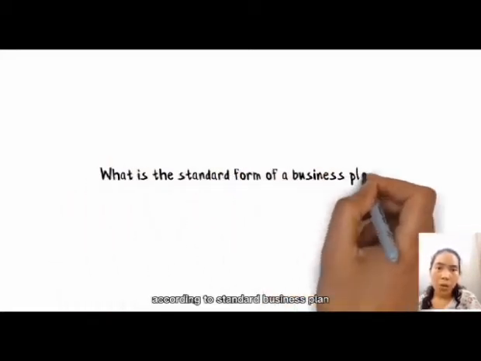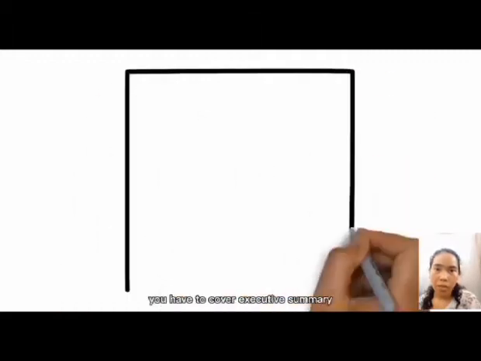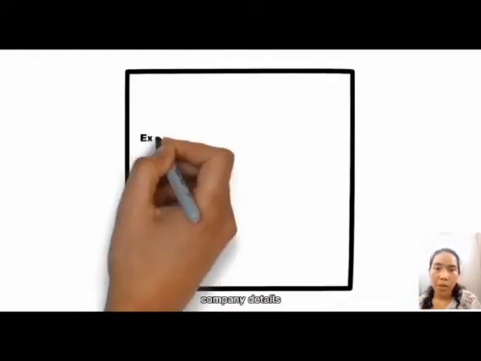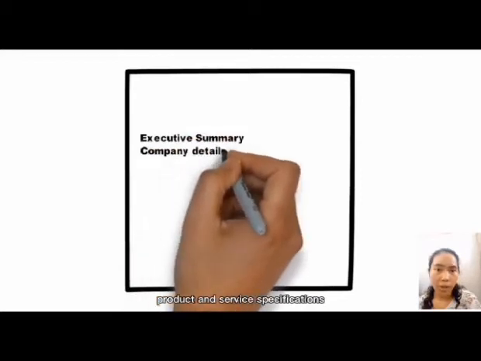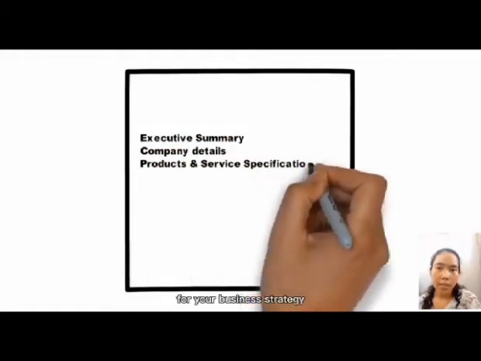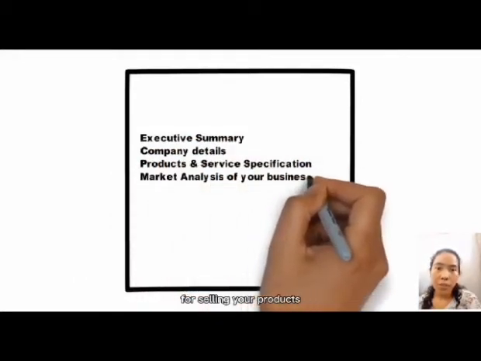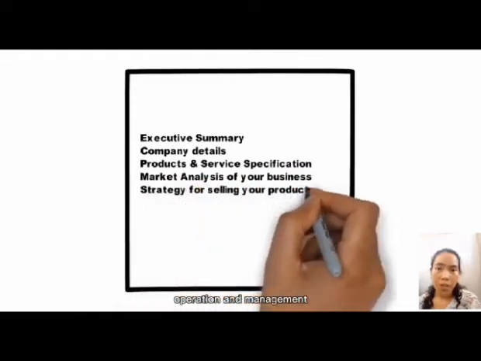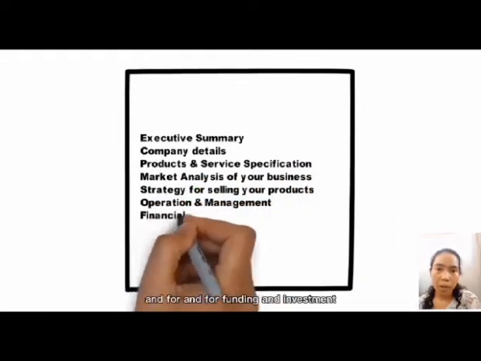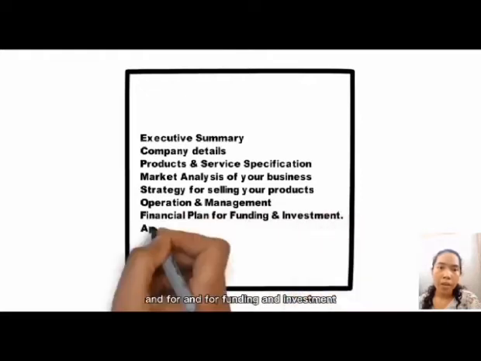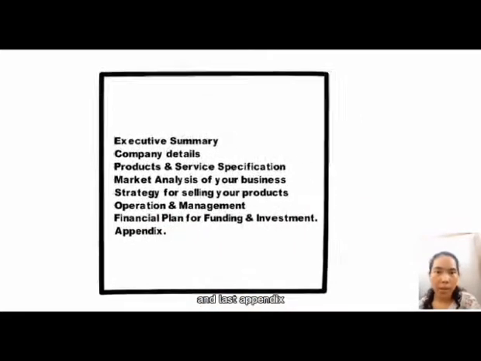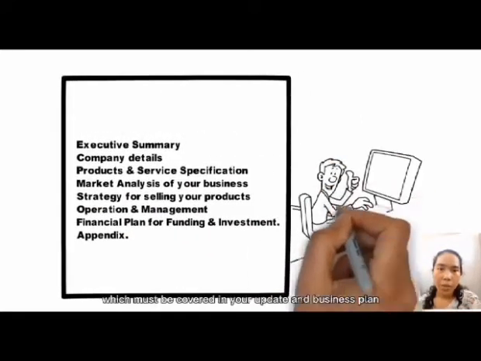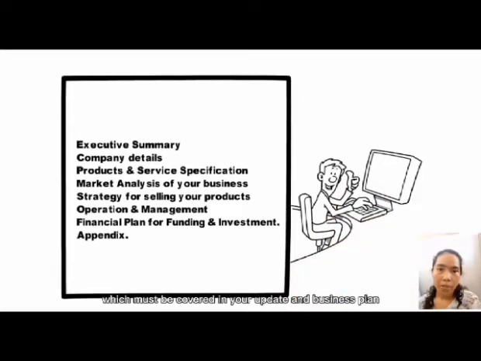Now, what is the standard form of a business plan? According to the standard business plan format, you have to cover the executive summary, company details, product and service specifications, market analysis for your business, strategy for selling your products, operation and management, financial plan, funding and investment, and last, the appendix. These are all ideal things which must be covered in your updated business plan.